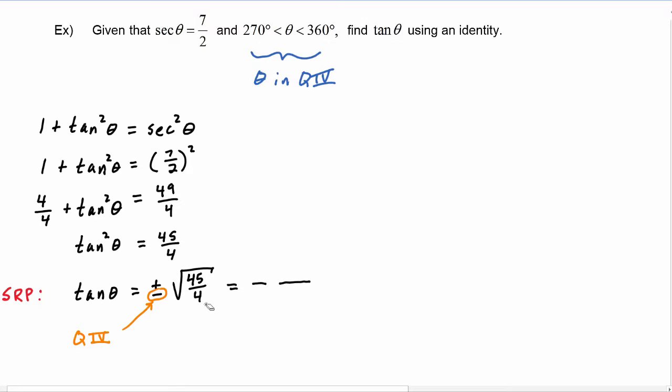Now the denominator is the square root of 4, which is 2. The numerator is the square root of 45. Now we know 45 has a perfect square of 9 in it, so that's radical 9 times radical 5. And so we're going to end up with negative 3 radical 5 over 2.